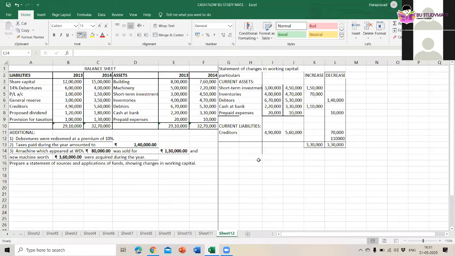Then what we have to do now is, in the problem, you'll see the additionals. Debentures were redeemed at a premium of 10%. Here we don't want to make any ledgers. Then tax paid during the year amounted to 1,40,000 rupees. So provision for taxation is given here, and in the adjustment also it is given. So we will make a ledger entry, provision for tax.